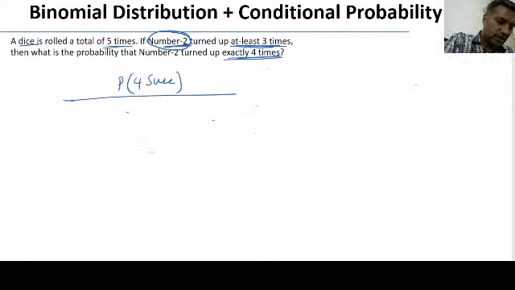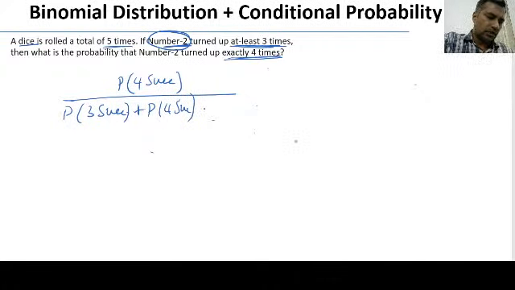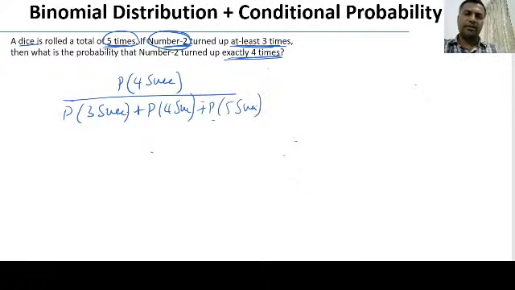Probability of getting 4 successes divided by, where is that condition coming from? Because 3 times is already done. It said that at least 3 times it has already come. So probability of exactly 3 successes, or probability of 4 successes, or probability of 5 successes, because it is rolled 5 times. Now don't write probability of 6 successes. You rolled only 5 times. So 3, 4, or all 5 times it could have come.